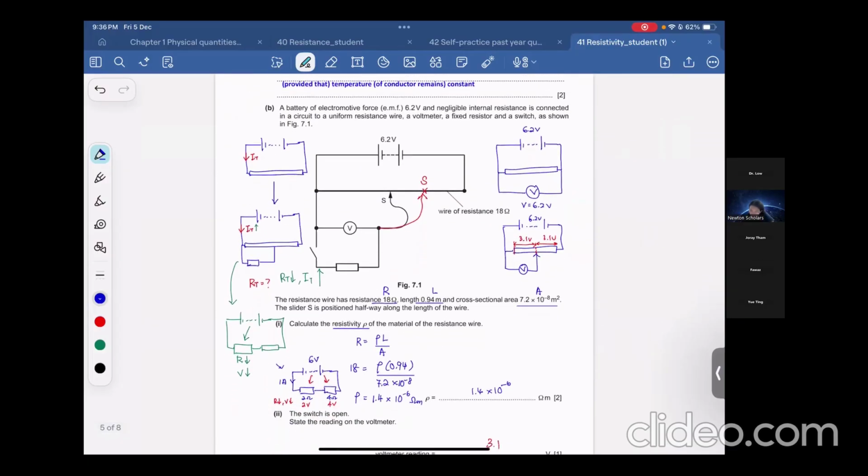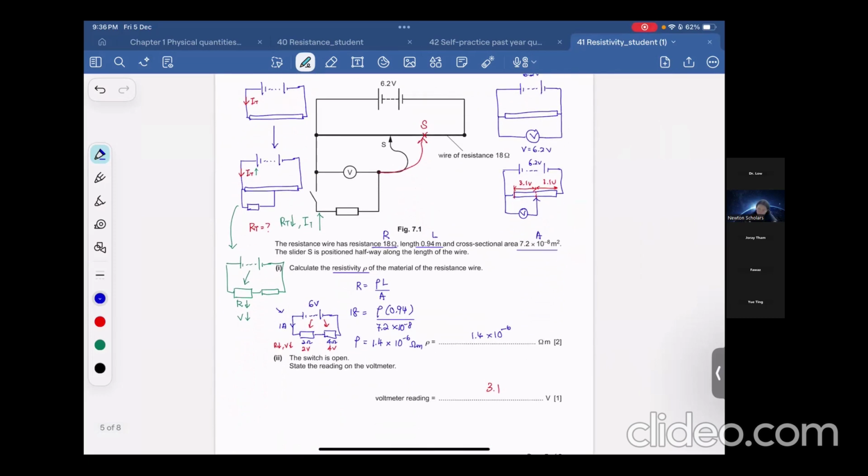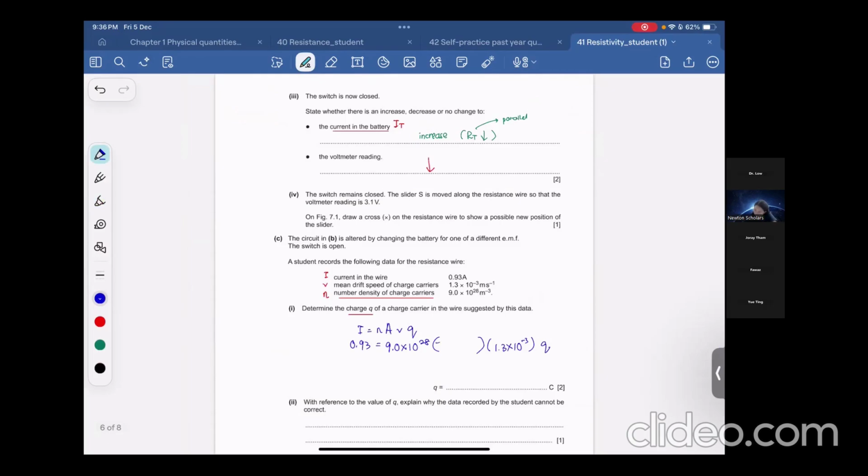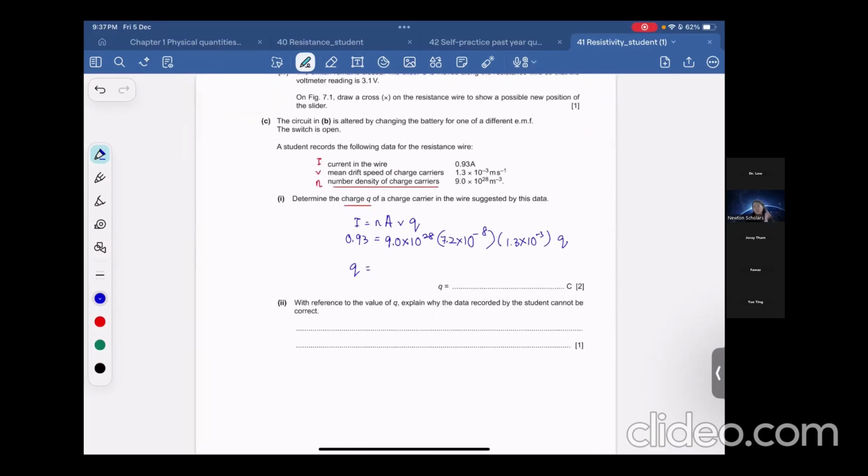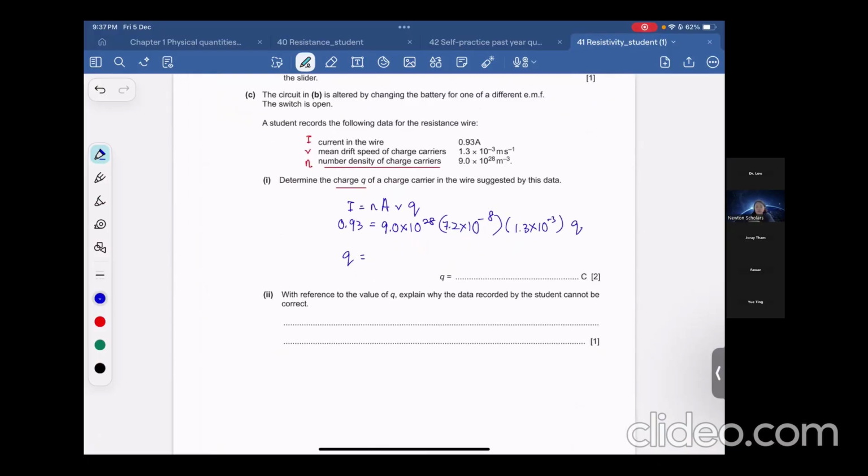EMF 6.2. Area here, there. Cross-sectional area, 7.2 times 10 power of negative 8. Okay, 7.2 times 10 power of negative 8. Okay, calculate your Q. This is just applying the formula. There is nothing tricky. You just need to find out where your A is. Because they didn't write it here, but they were giving it to you. So you have to go back and find it.